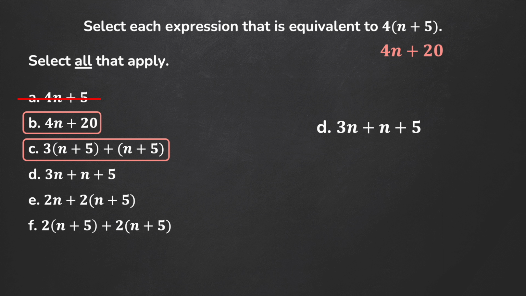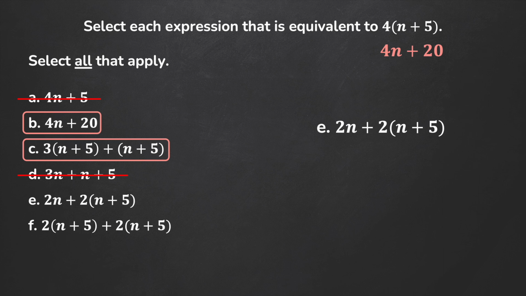Now let's go ahead and work with D. Here, we need to combine like terms. So before we start, we're going to add the 1 in front of the n so we could visually see that coefficient to help us combine like terms. So here we have 3n and 1n. If we add them together, we get 4n. And then we're left with plus 5, so we're going to bring that down. Now 4n plus 5 is not equivalent to 4n plus 20, so D is not a possible answer.